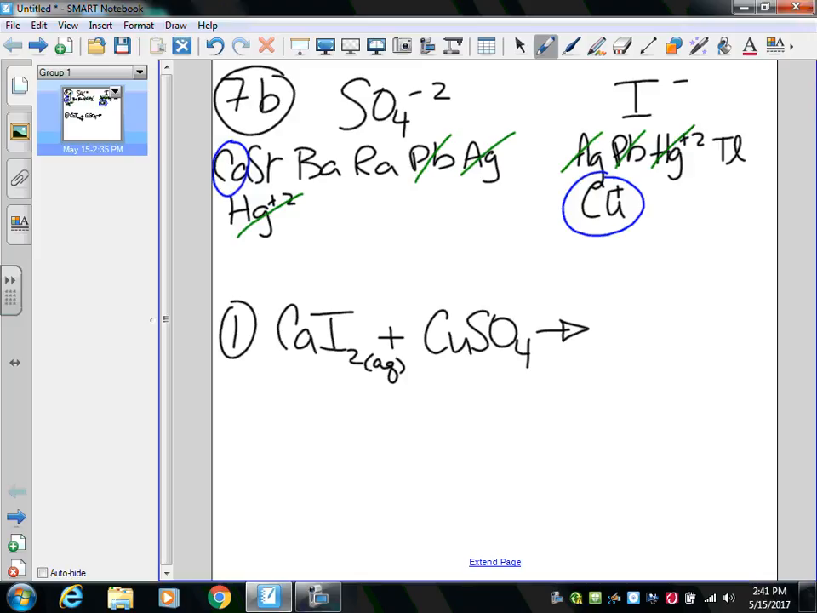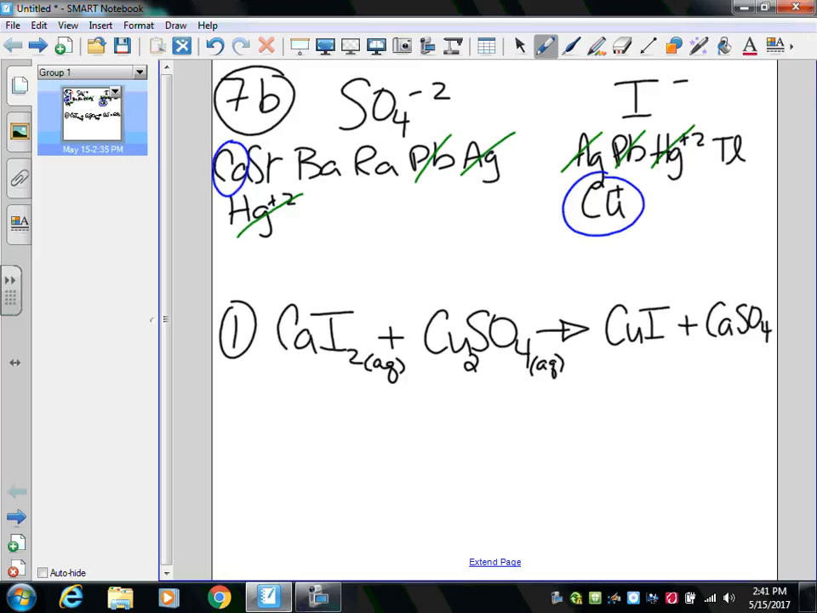So what am I going to do? Crisscross, and my little 2 is going to go behind that copper. So it looks like that. And again, it's going to be aqueous. Okay. Now I'm going to switch my two items. Right? So I'm now going to put my copper with my iodide and my calcium with my sulfate.